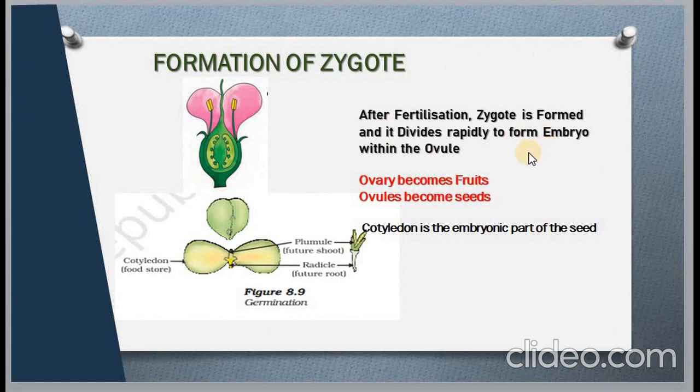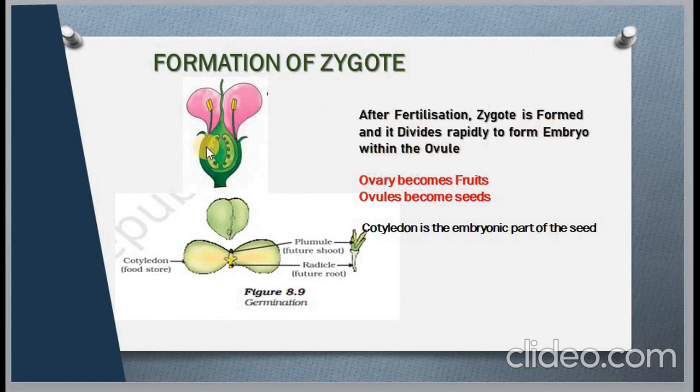So the fusion of the male cell from the pollen and the female ovule cell leads to formation of zygote. This process is known as fertilization. The mixing of these two is known as fertilization. After fertilization, the first cell which is formed is known as zygote. And this zygote divides rapidly to form the embryo within the ovule.